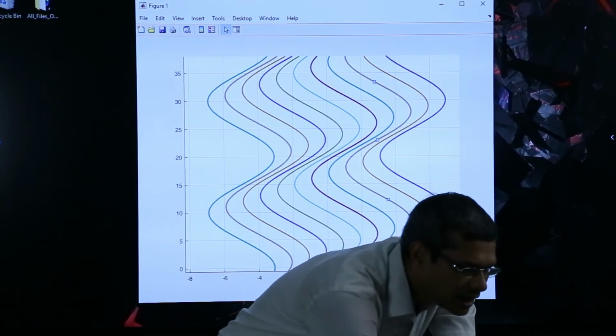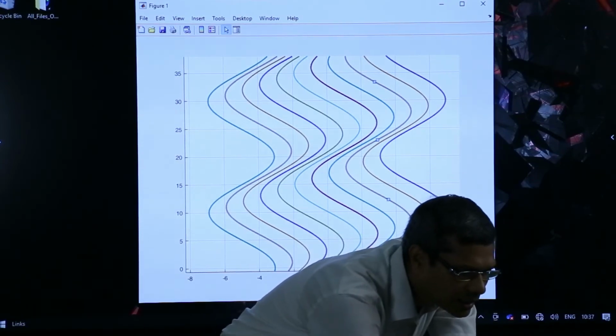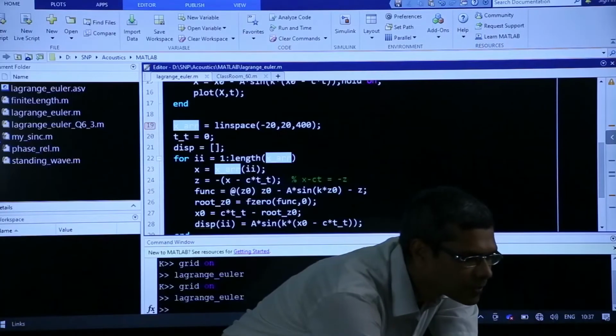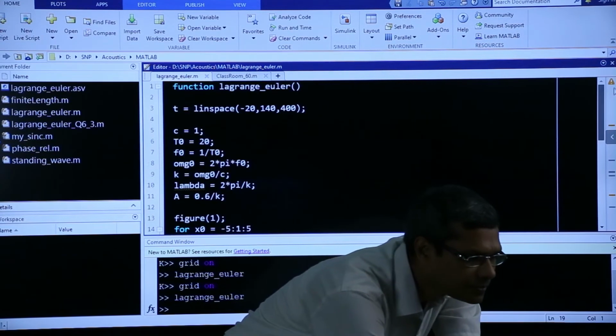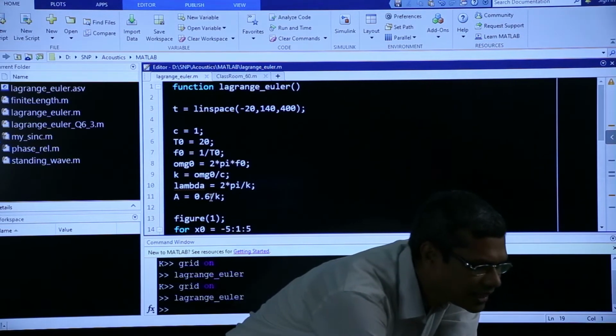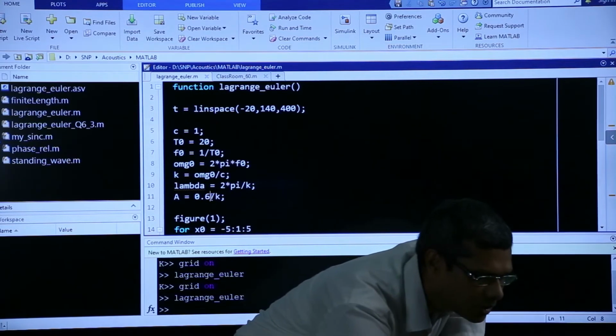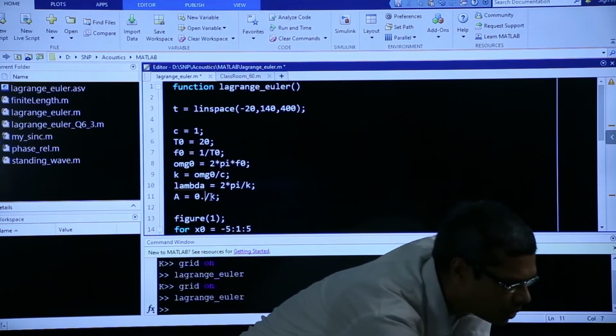I'll try once to run that, maybe by decreasing. So this is that A which I am talking about. Say if I take, say, 0.1.